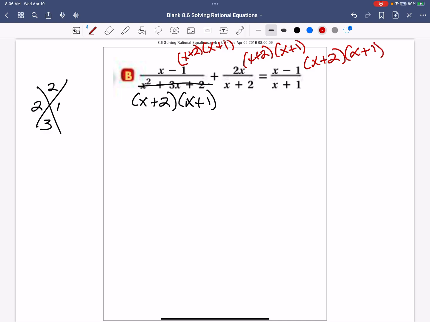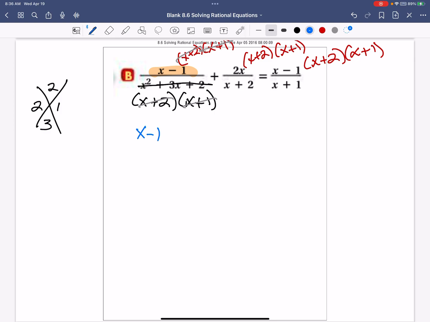Okay, so what cancels in that first fraction? We're looking over here. We can see x plus 2 cancels with x plus 2. X plus 1 cancels with x plus 1. So what are we left with? Just x minus 1 on that side. So that's the first fraction.